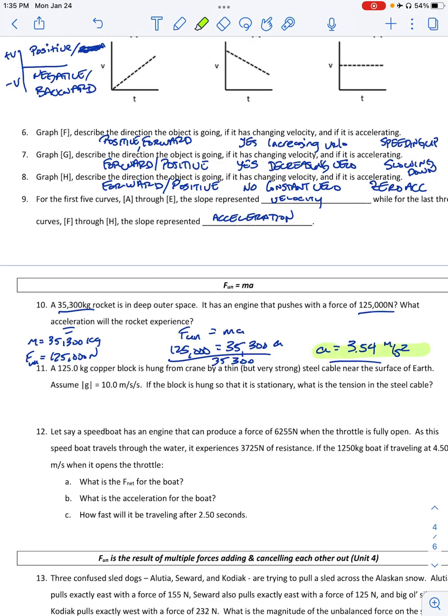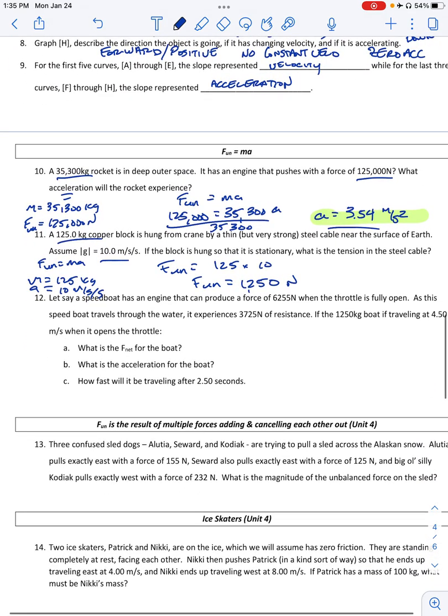All right. A 125 kilogram copper block is suspended, assuming g is this. If the block is accelerating, what is the tension on the cable? Okay, so for us here, this is just an F equals ma one. All right, so we know our M is 125 kgs. We know our A is 10 meters per second squared. So our unbalanced force here is going to be 125 times 10. Our unbalanced force here is going to be 1,250 newtons.